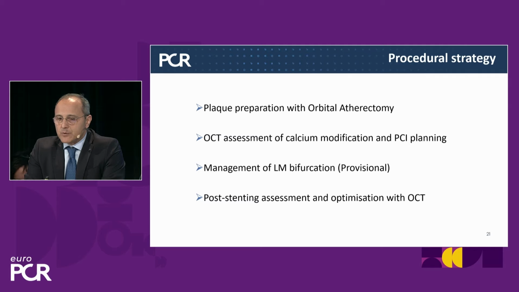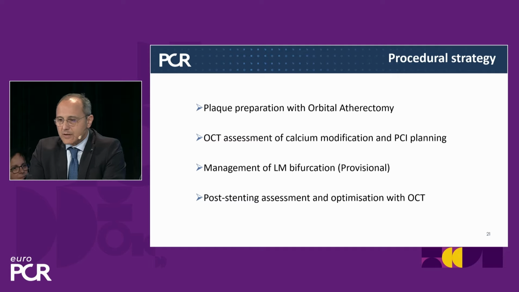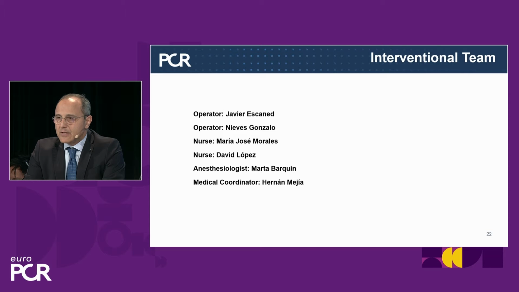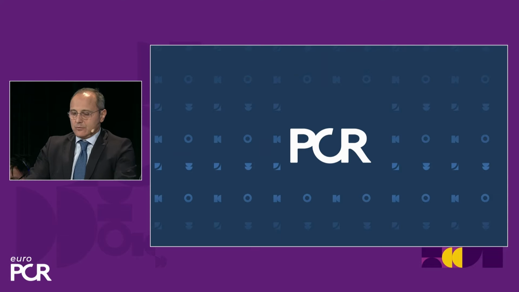This is the intended procedural strategy. I say intended because the operators might change their mind as they go. Plaque preparation with orbital atherectomy, OCT assessment of calcium modification and PCI planning, management of left main bifurcation, they go for provisional, as we said, post-stenting assessment and optimization with OCT. This is the interventional team, Javier and Nieves, together with their team of nurses, anesthesiologists, and the local medical coordinator. And I think we are ready to go to Madrid.